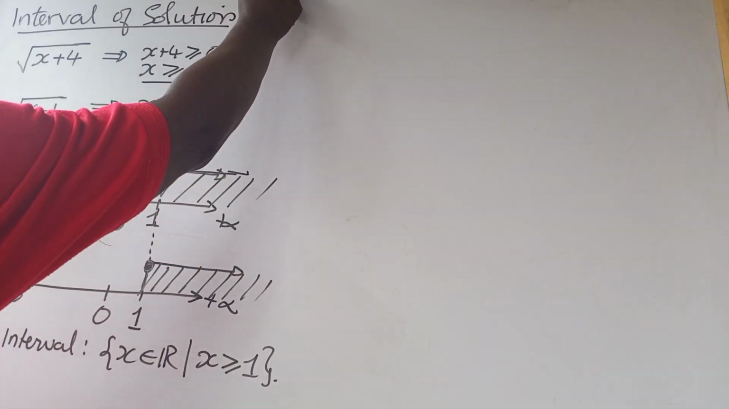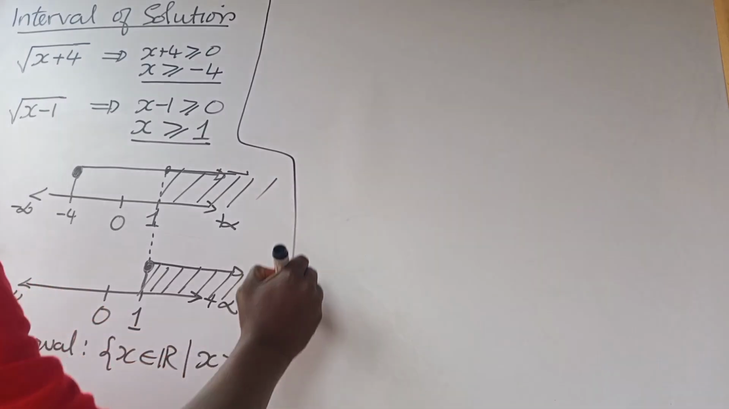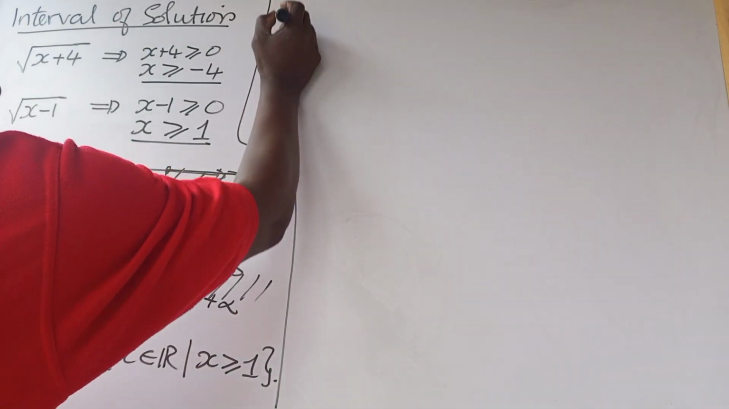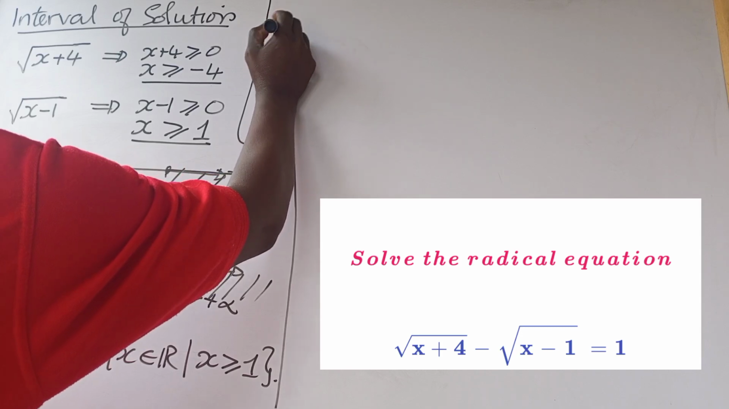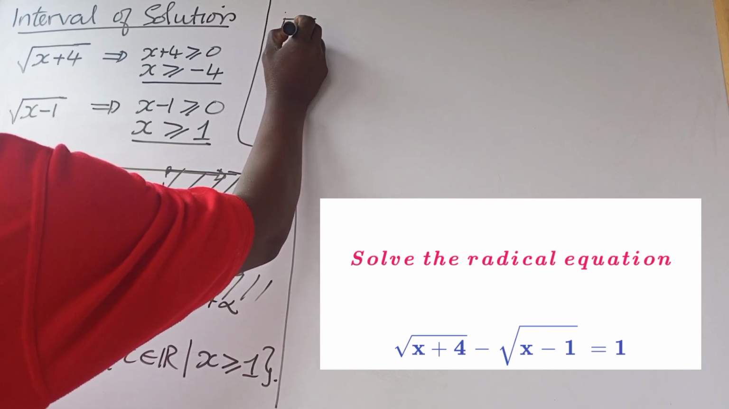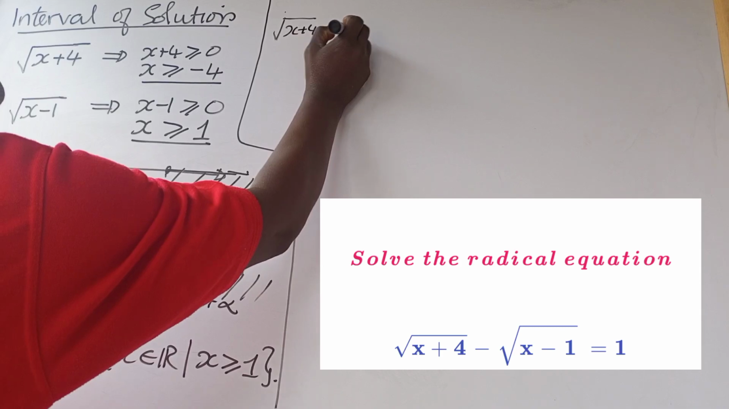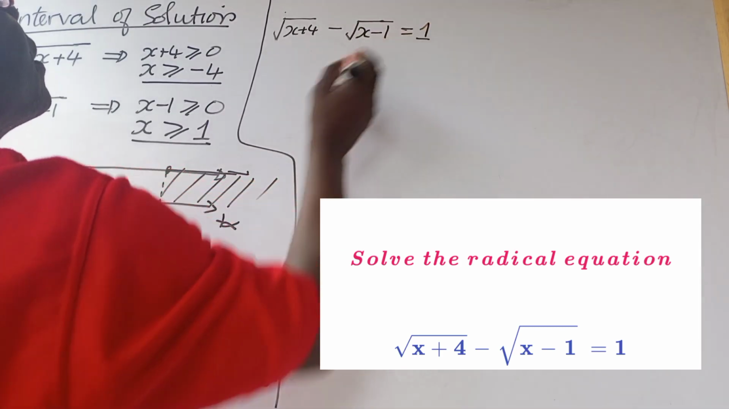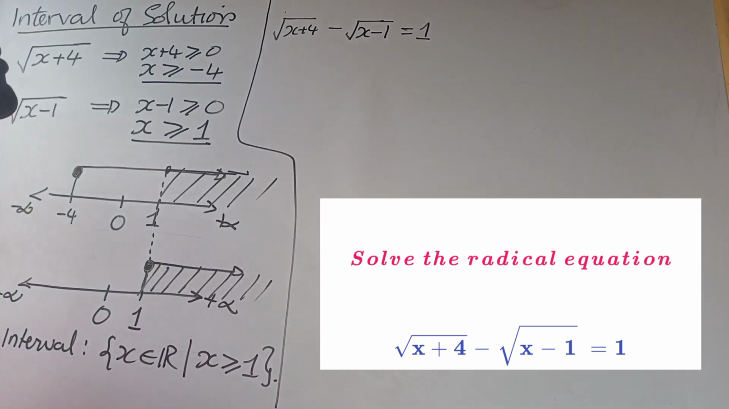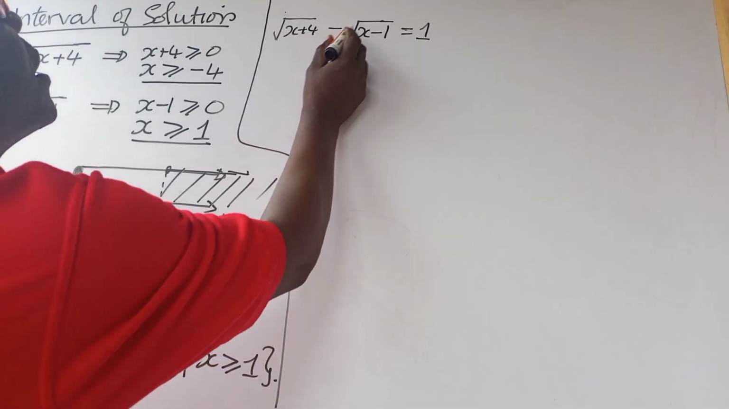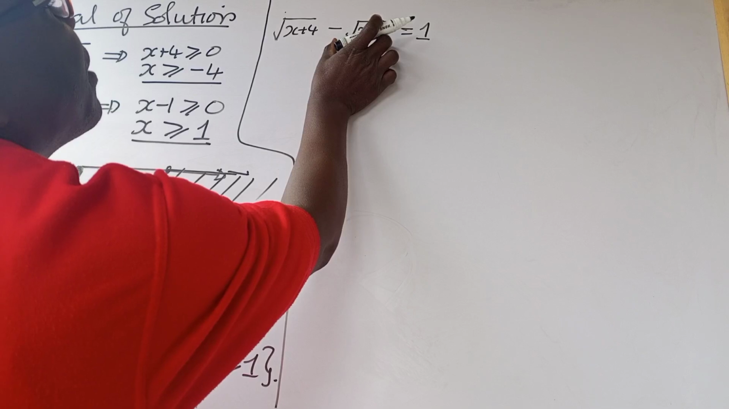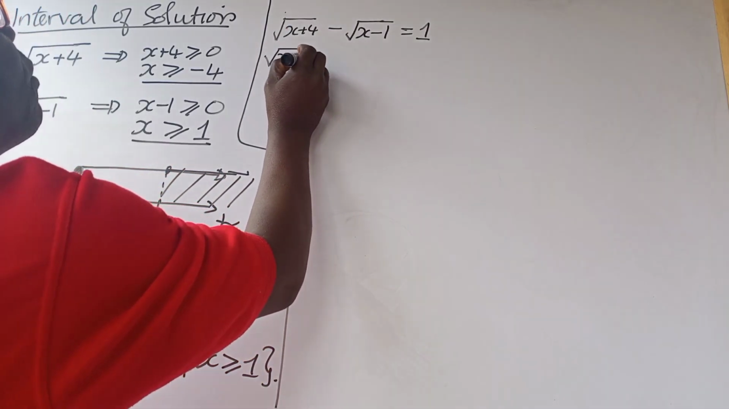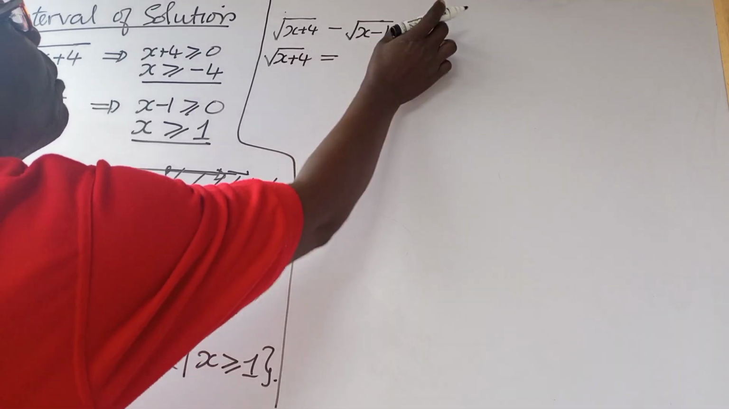Okay, that done, we now go in now to solve our radical equation. Our radical equation says we have root x plus 4 minus root x minus 1 is equal to 1. Okay, we want to find that solution set. This is negative root x minus 1. Let us take it from the left hand side to the right hand side. So we end up with root x plus 4. When we take this one, it becomes positive.